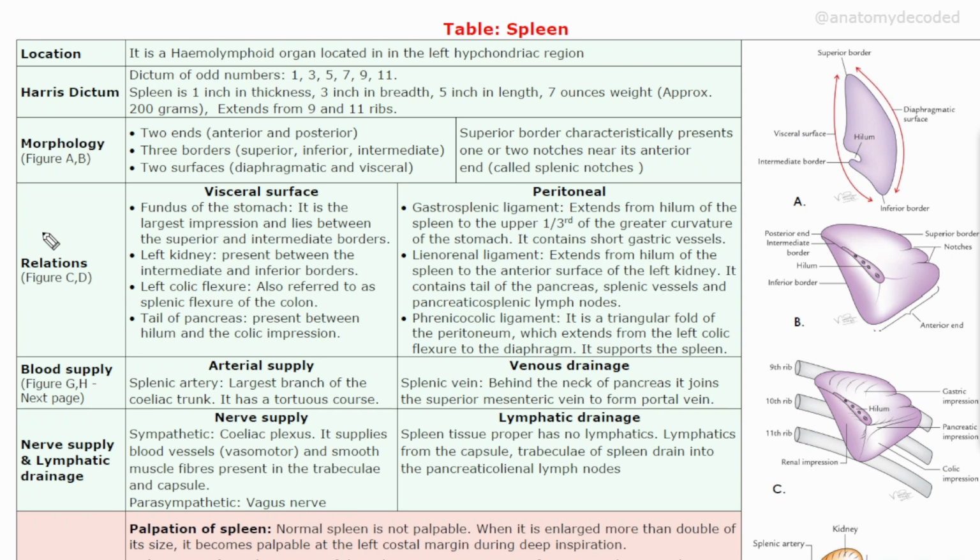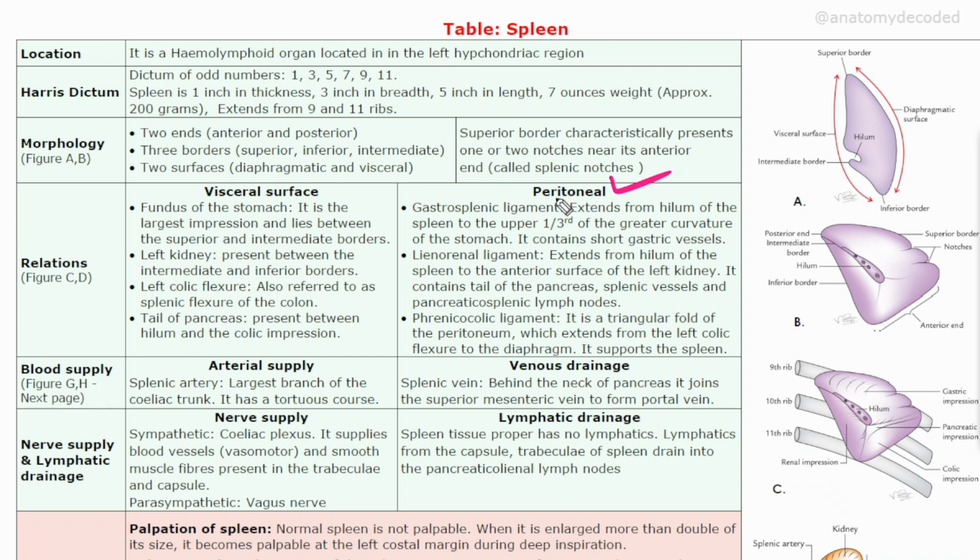In this image we can understand one is the diaphragmatic surface, the other is the visceral surface. There are multiple relations of the visceral surface. It is related with the fundus of the stomach. Look at this gastric impression, that's for the fundus of the stomach. This area is for the left kidney. Renal impression is for the left kidney. Then there is this area for the splenic flexure of the colon. And at the hilum of the spleen there is the tail of the pancreas. So all these organs are related to the visceral surface of the spleen: fundus of the stomach, left kidney, left colic flexure, and tail of pancreas.